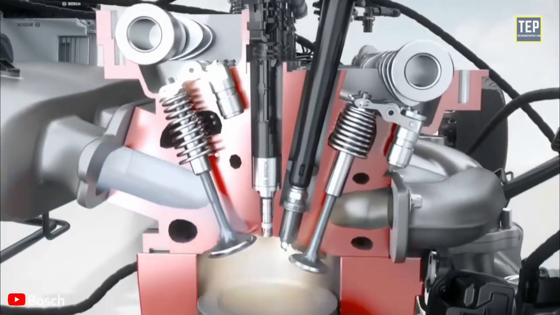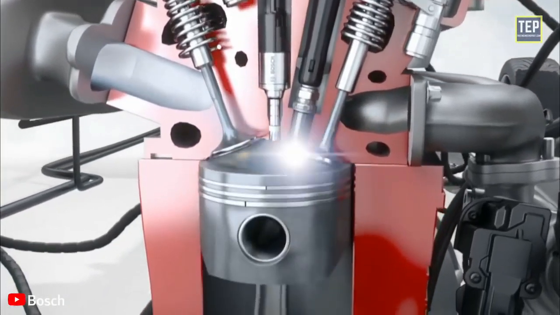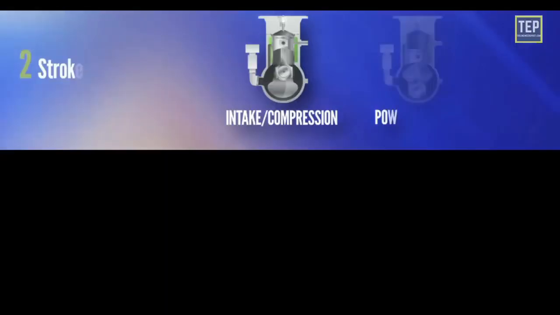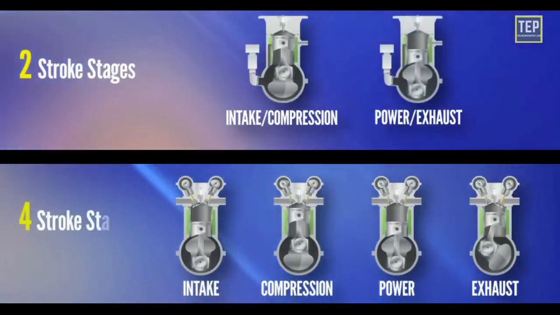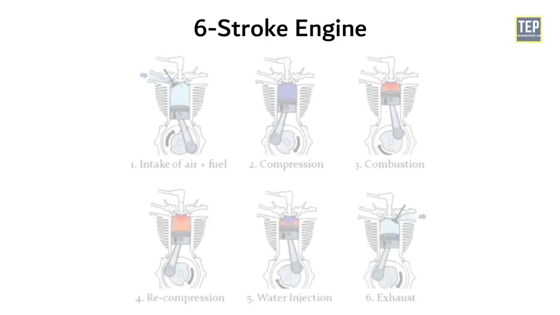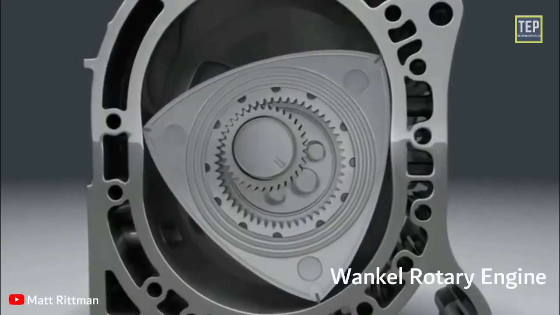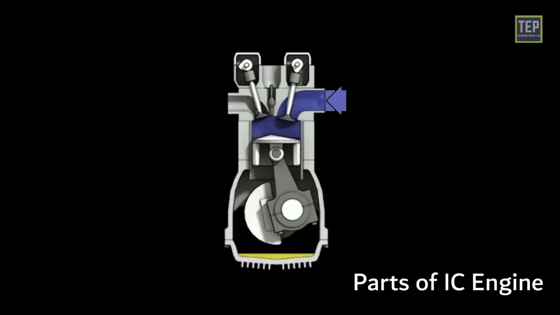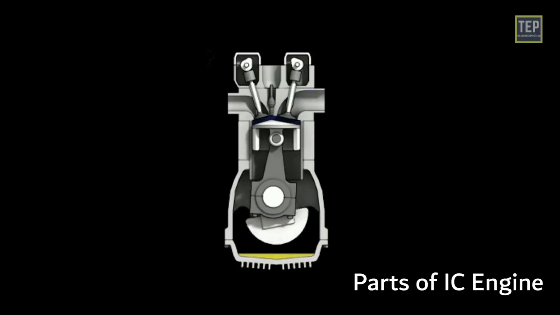The term internal combustion engine usually refers to an engine in which combustion is intermittent, such as the more familiar 2-stroke and 4-stroke piston engines, along with variants such as the 6-stroke piston engine and the Wankel rotary engine. Now let's understand the different parts of an IC engine.